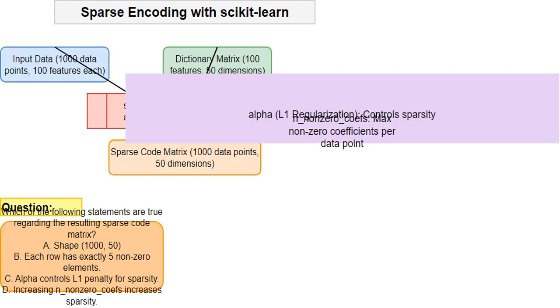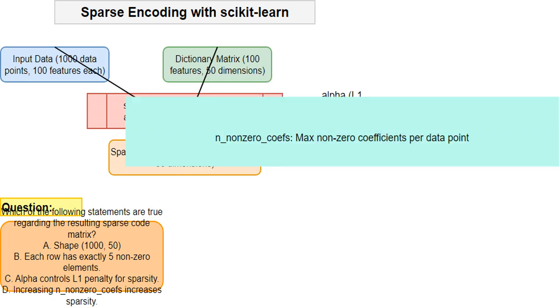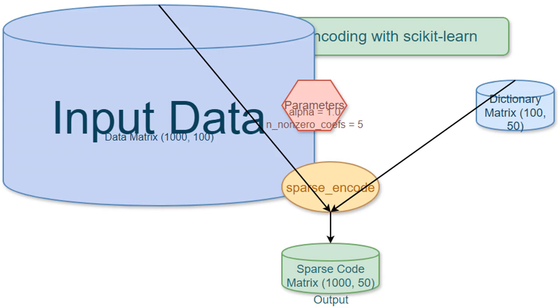This parameter, alpha, adds a penalty to my solution based on the sum of the absolute values of the coefficients. A higher alpha forces more coefficients to be 0, resulting in a sparser representation. It's like adding a tax on using too many ingredients in the recipe. This parameter, n_nonzero_coefs, directly limits the number of non-zero elements in each row of the final sparse matrix. It's like saying I want to use at most 5 ingredients in each recipe, even if more would make it better.